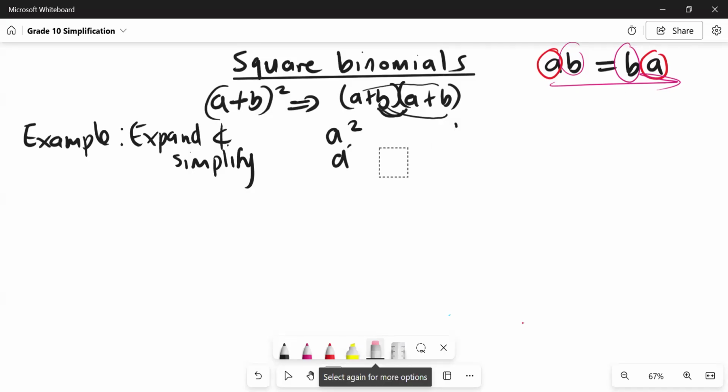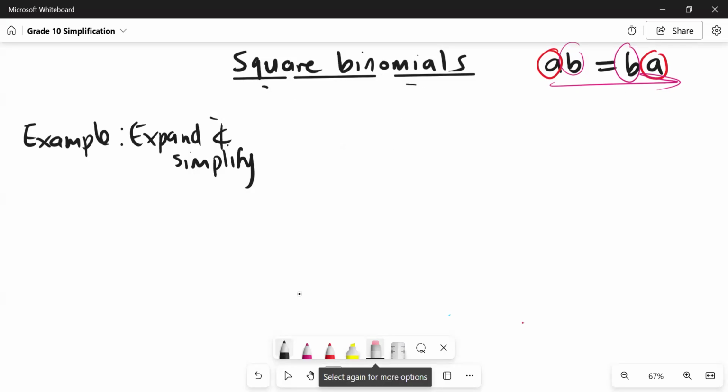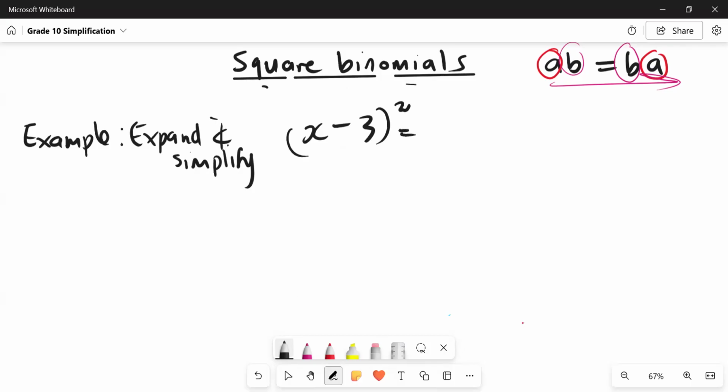So basically for expanding and simplifying, they give us (x minus 3) to the power 2. How do we expand this? Again, you open two brackets. I'll teach you two ways to do this. Open two brackets, you have your (x minus 3)(x minus 3), right? And then we start applying the FOIL method.